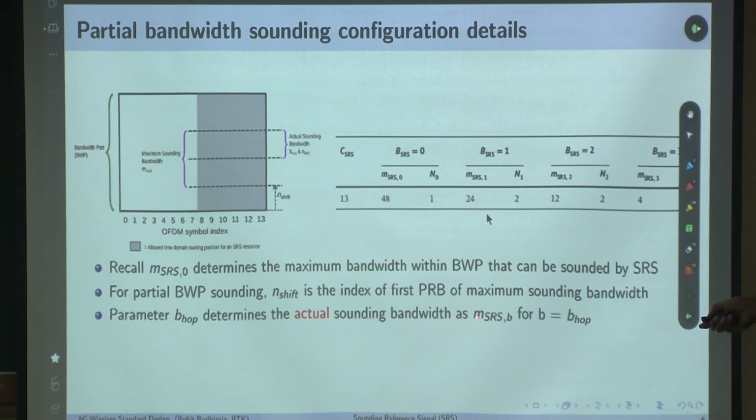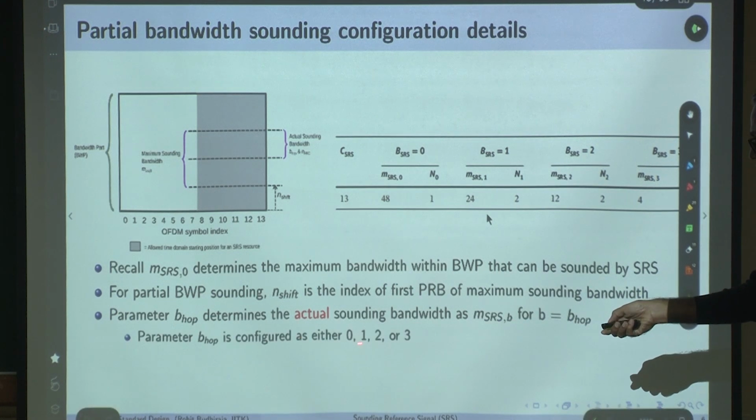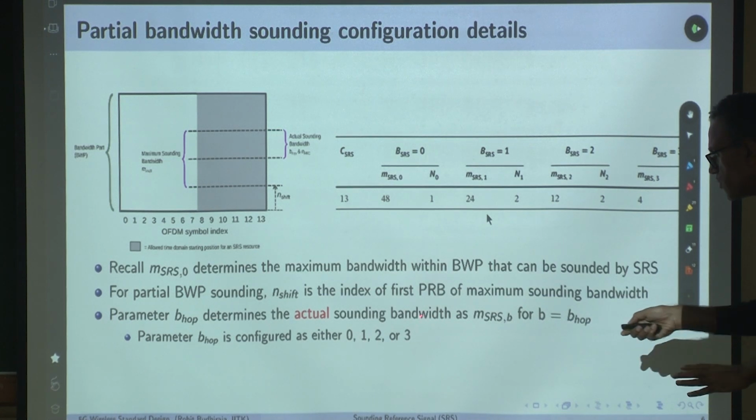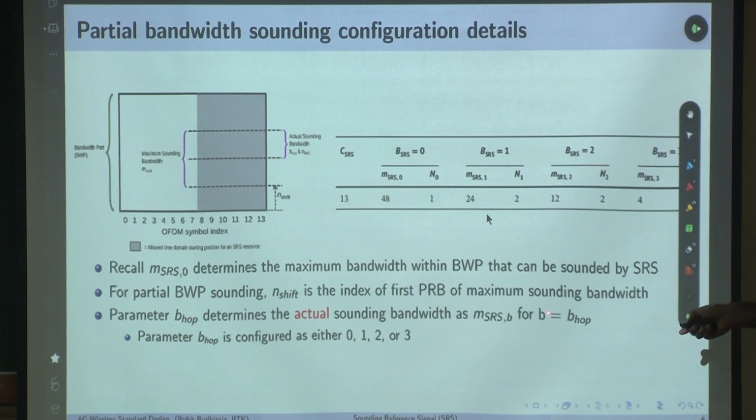This number will be given, B is equal to B hop, and we substitute it over here. So this number B can take values 0, 1, 2 and 3. So what am I saying? You have to read these together, this and this together. Now, B is equal to B hop can take value 0, 1, 2 and 3.